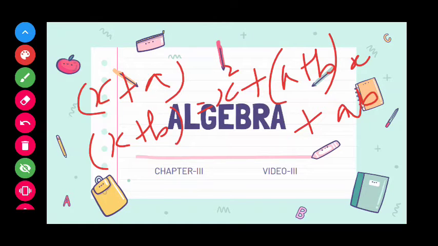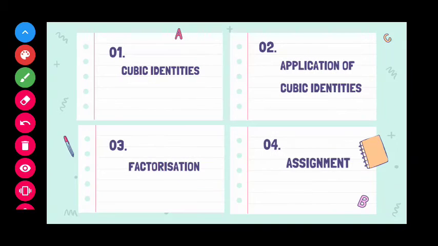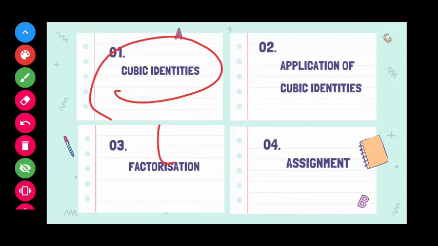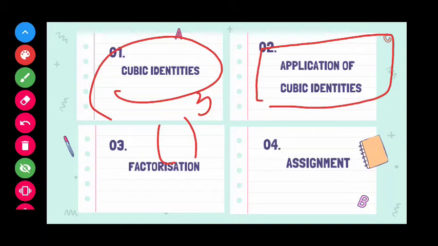In today's class we'll be seeing cubic identities. What do you mean by cubic identities? Here the power will be 3. In the same way as the last class, we'll see the same identities, but now to the power of 3. Another thing is we'll be seeing application of cubic identities, where we'll be applying the identities in some problems to get the answers.